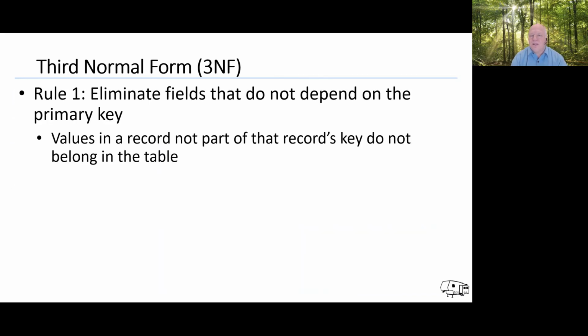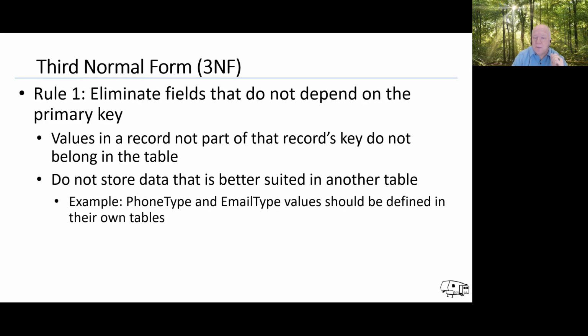And the first rule of that one says we want to eliminate fields that do not depend on the primary key. For example, if we're storing data in a record and it has nothing to do with that primary key whatsoever, it doesn't belong in that record. So we want to make sure that we put that into someplace else so that it can have its own unique primary key. We also want to make sure that we don't store the data that's better suited in another table. So when we talked about the phone type and email type values, those should really be defined in their own tables.